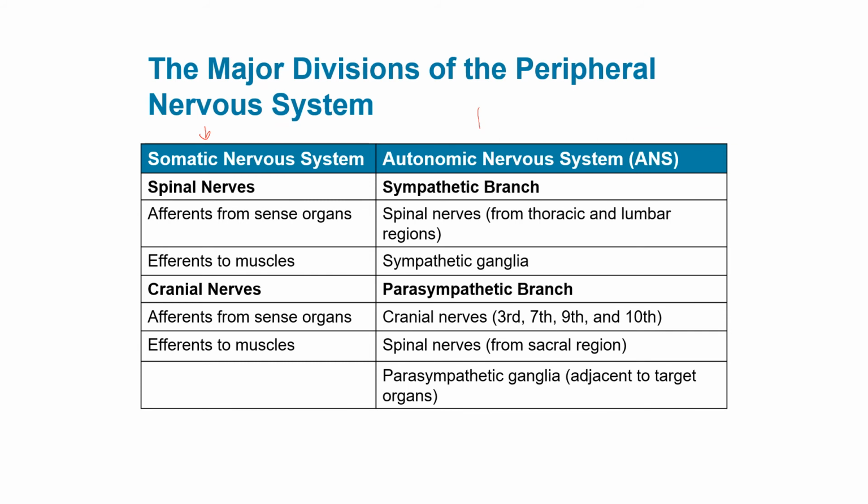How about the autonomic? You've got the sympathetic branch, which involves spinal nerves and the sympathetic ganglia. And then you've got the parasympathetic, which involves cranial nerves and spinal nerves, as well as the parasympathetic ganglia.